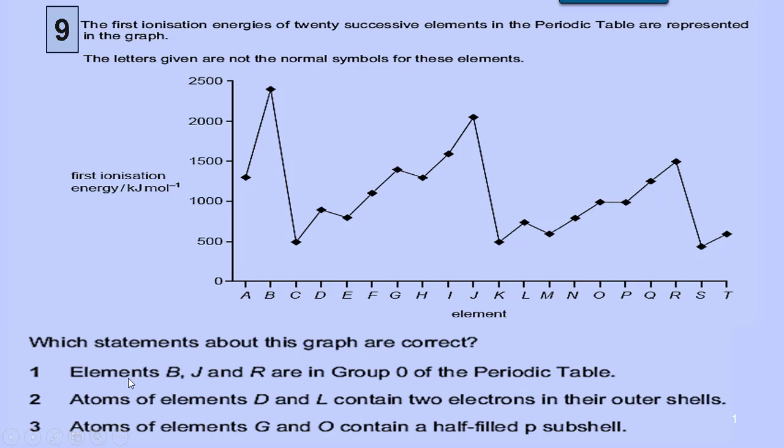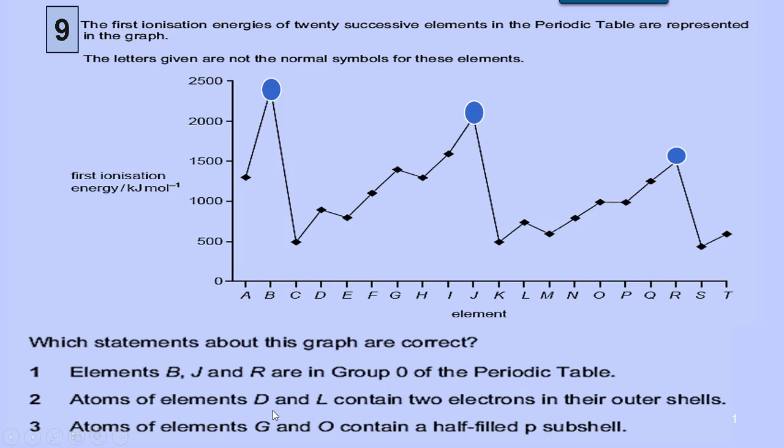Number 1, elements B, J, and R are in group 0 of the periodic table. Let's look at these 3 elements, B, J, and R. We can observe that they have the highest values of ionization energy, so they belong to group 0. The first statement is correct. Let's move to the second statement.